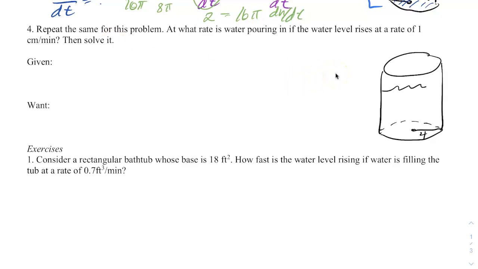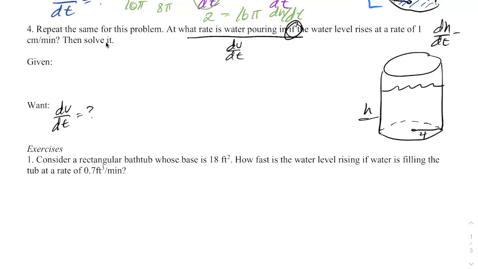And then we have the water level, that's h. What do they tell us this time? At what rate is the water pouring in? Water pouring in is a volume, so that's dV/dt that we're looking for. If the water level rises at a rate of 1 centimeter per minute, that's the given. The water level is h, so how fast is it rising? dh/dt equals 1 centimeter per minute. So that's what we're given.